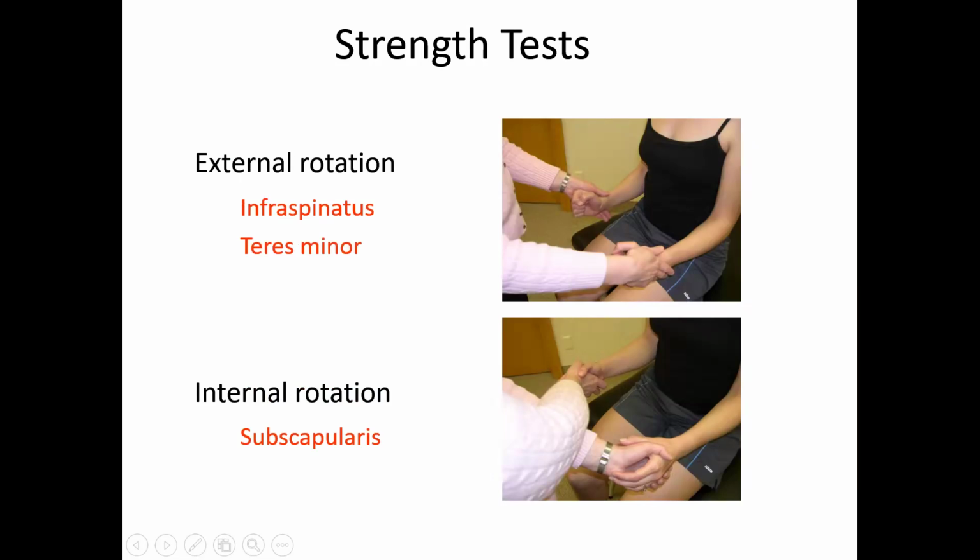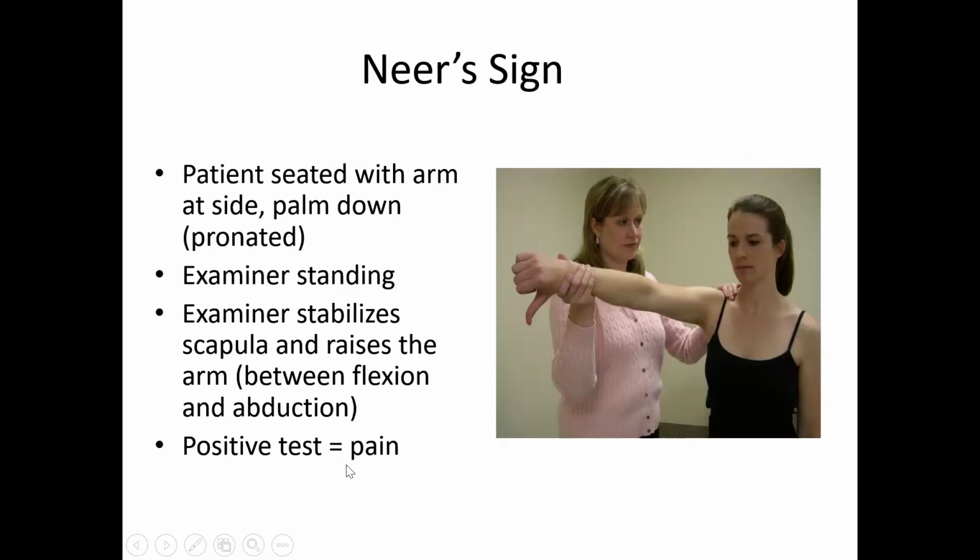These are the strength tests for the infraspinatus, teres minor and the subscapularis. These two are the external rotators and the subscapularis the internal rotator. There is the knee sign. Patient seated or patient can be in the standing position with arm at side, palm down, pronated, which is also known as the empty can test.